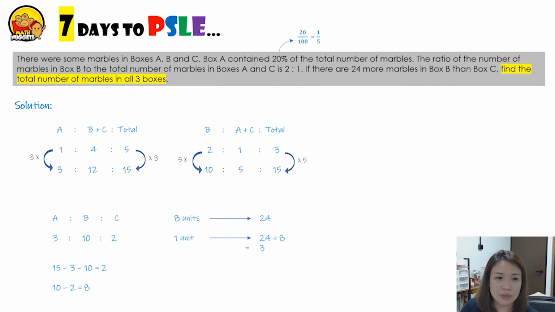And to find the total number of marbles in all the 3 boxes, that would be 15 units, which is 3 times 15. That gives us 45 marbles in total. And that's the end of this question.